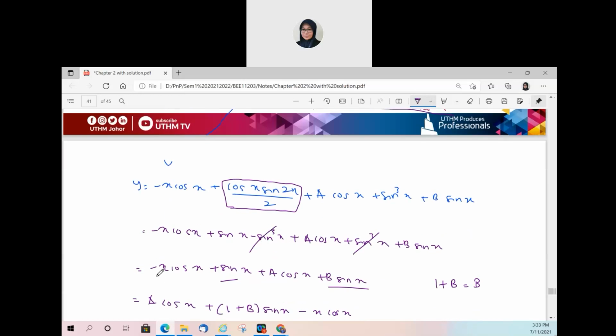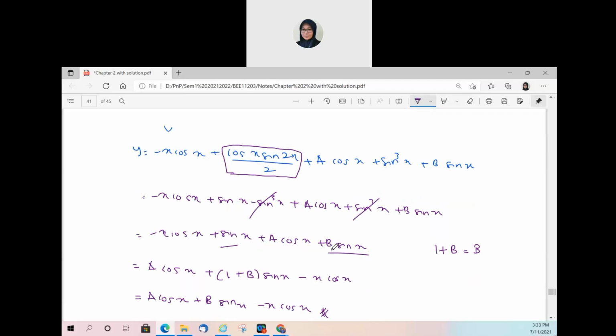So now we have minus x cos x plus sin x plus a cos x plus b sin x. So sin x dengan sin x ni kita boleh combine. So kita dapat 1 plus b sin x. Okay, 1 plus b is constant. Kita gantikan 1 plus b dengan b. Then a cos x plus b sin x minus x cos x.